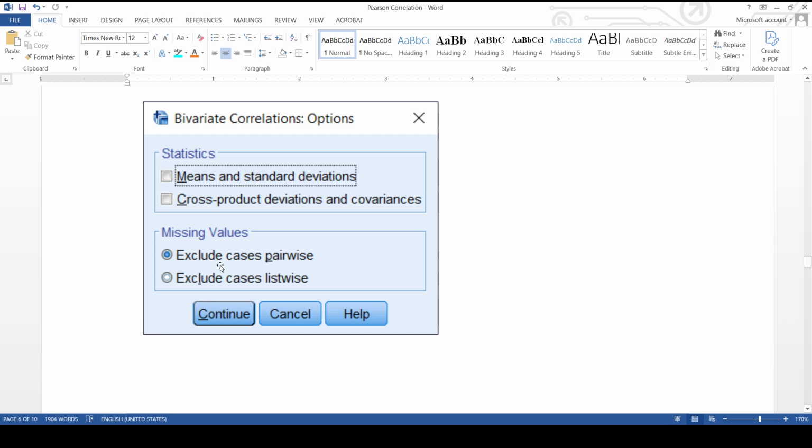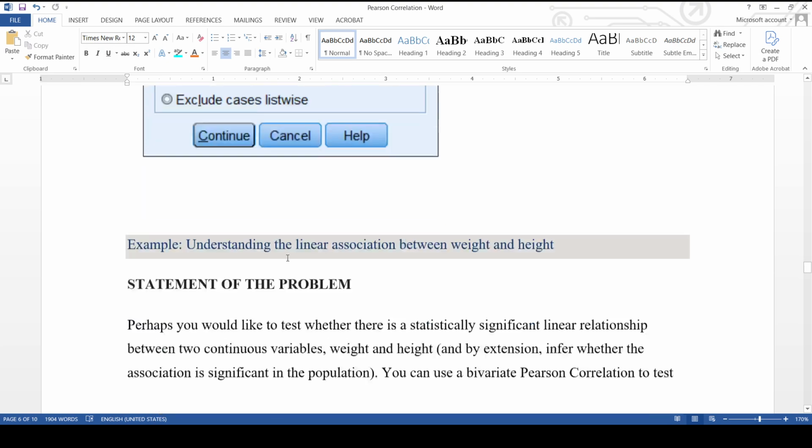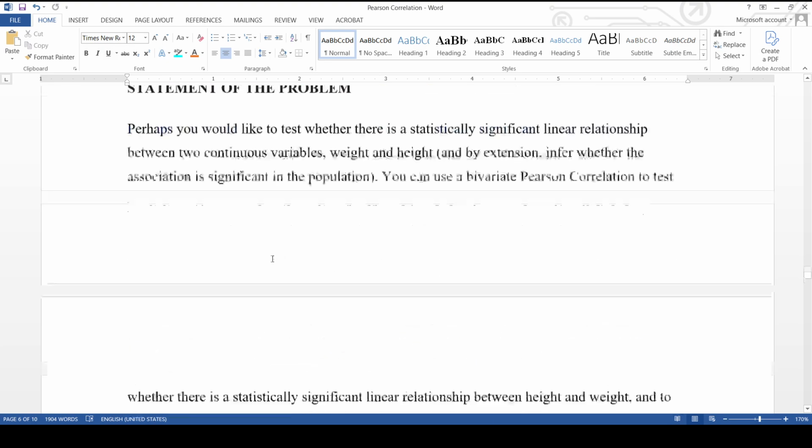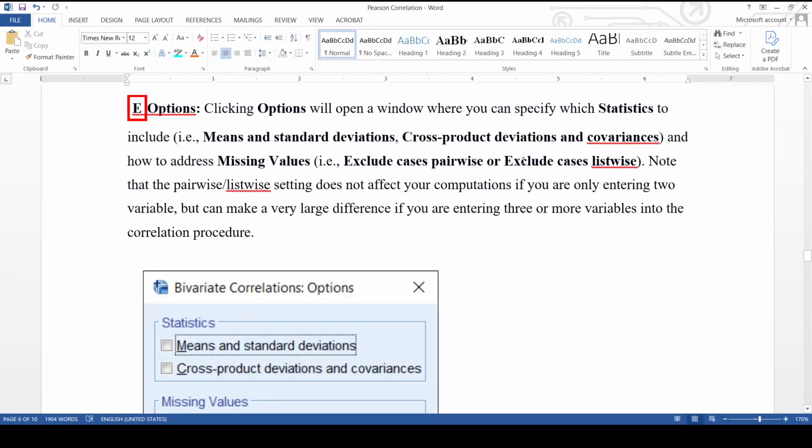Last class, we saw how we can eliminate missing values. So your missing value can be handled by excluding cases pairwise, or you use listwise. I think I have an explanation for that somewhere. Yeah, I have it here. Exclude cases pairwise or listwise. Note that the pairwise listwise setting does not affect your computations if you are only entering two variables, but can make a very large difference if you are entering three or more variables into correlation procedures.